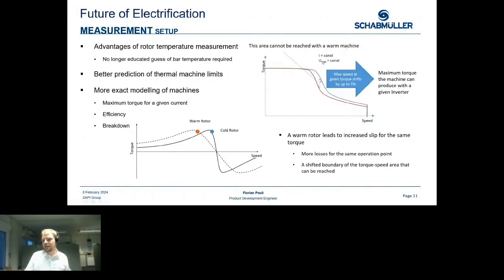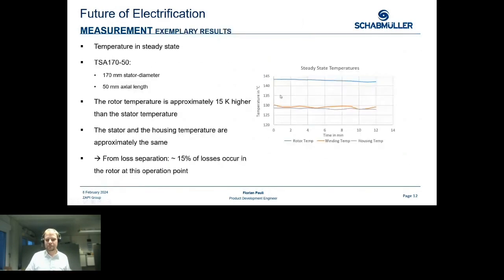we see that in this area, the maximum speed that can be achieved at a given torque is shifted by up to 5%. This is because a warmer rotor leads to an increased slip, and this slip is caused by the additional losses we produce.